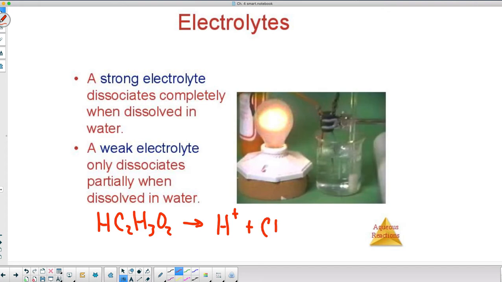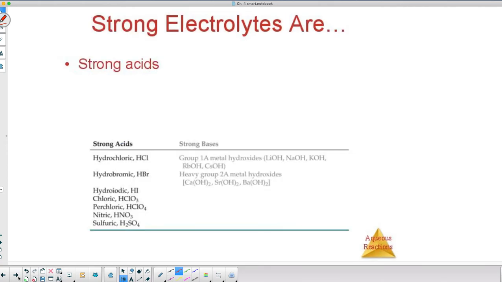Whereas a strong acid would break up 100% of the time, this one actually only breaks up a very small percentage of the time. 1.7% of the time does this actually separate. So that means we have much less ions floating around than we do the actual molecule of the weak acid. That's how we explain what a weak electrolyte is. So a weak electrolyte is when something only partially dissolves in water, and it's got to dissolve to a very small amount. So strong acids are, of course, strong electrolytes, and so are strong bases.